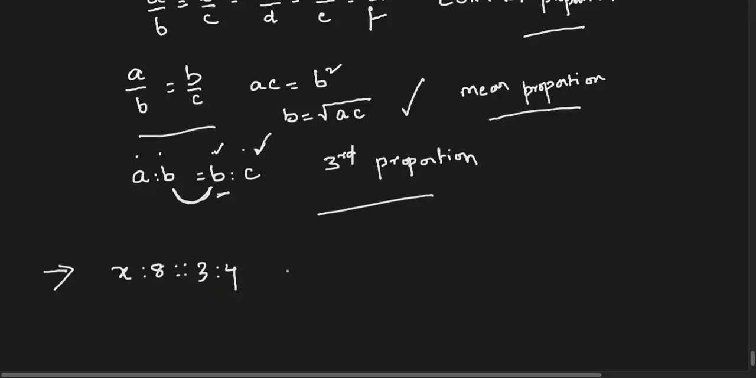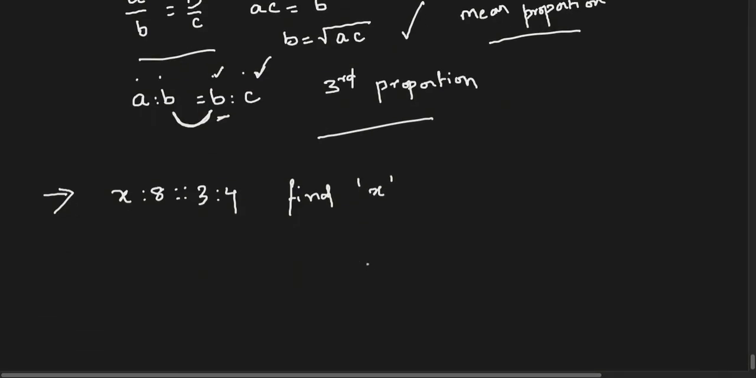Find the value of x. Very simple, right? How will you find the value of x here? You know it very well that x by 8 is equal to 3 by 4. You have to cross multiply. Before cross multiplying, you can just cancel here, 2 times, 1 time.